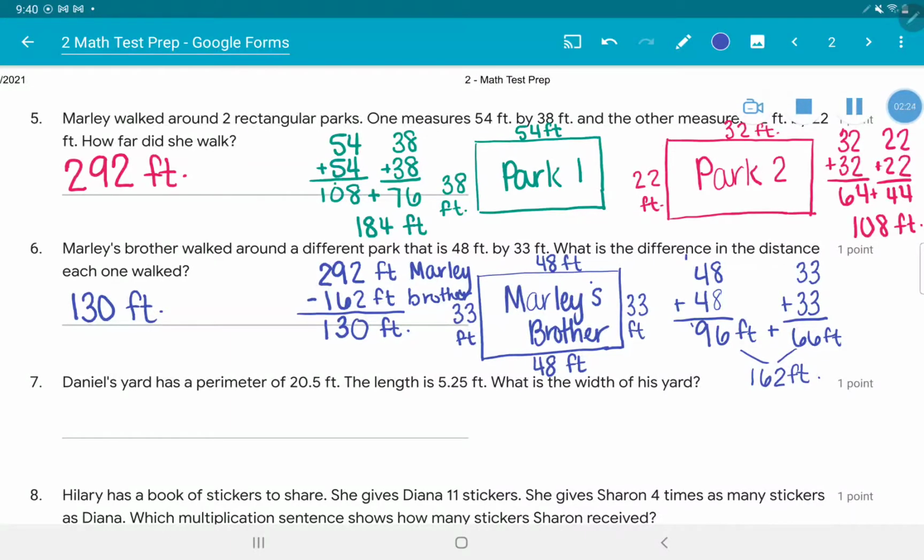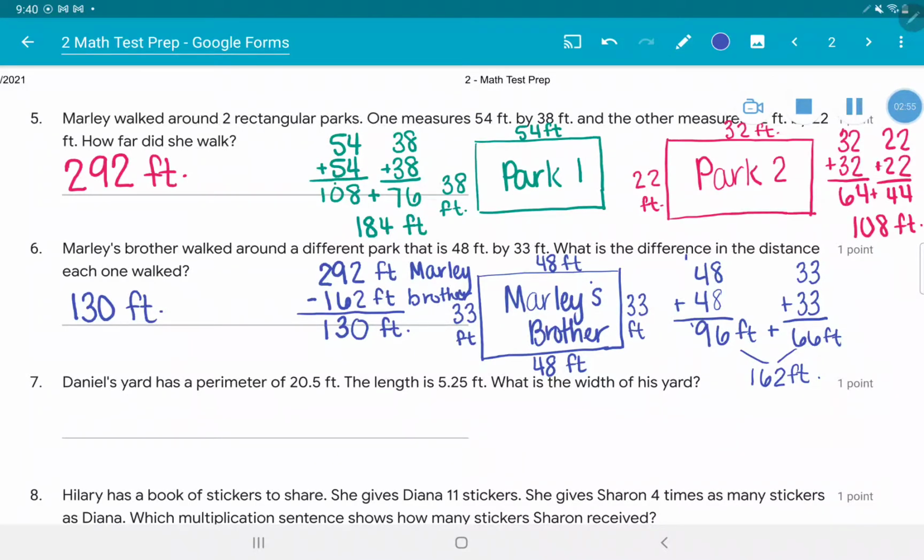So how far did Marley's brother walk? When you found the perimeter of the park where Marley's brother walked, what did you find to be the perimeter or the distance he walked, Harper? I had 48 plus 48, and that's 96. I didn't even have to loop on 33 plus 33. Okay. Right. And I added 96 plus 66, and I got 162.